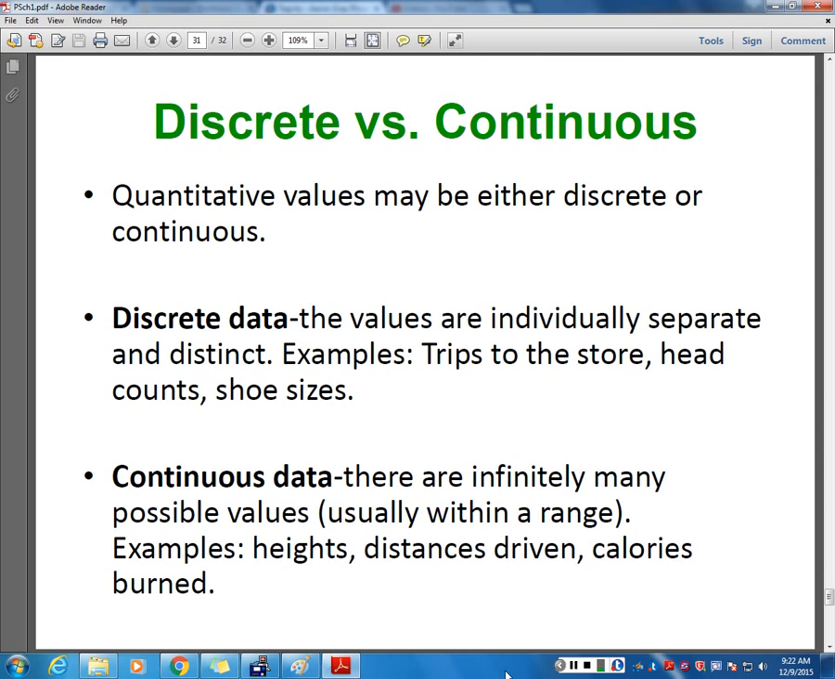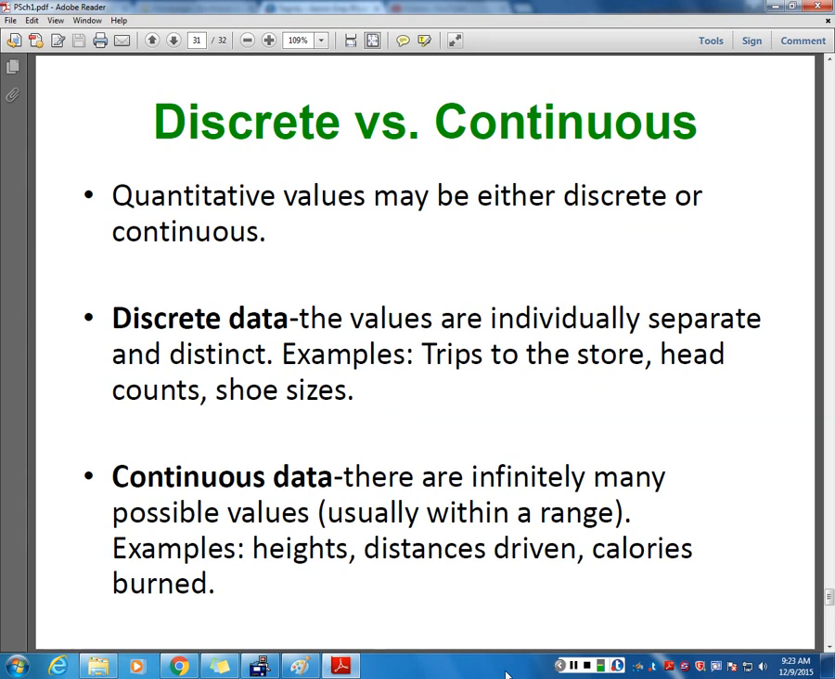Head counts is another example of discrete value. It's not possible for me to have 25.3 students in my class. I either have 25 or 26. Shoe sizes are also discrete, even though they involve fractions. There are 10.5s and 9.5s and other half sizes of shoes. But they don't make a 9.67895 size shoe. Those are discrete. I have certain choices that I can choose from. Not any choices available, just certain ones.